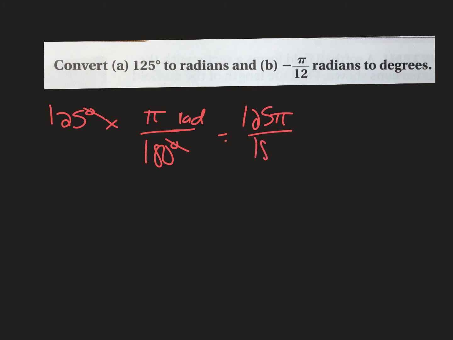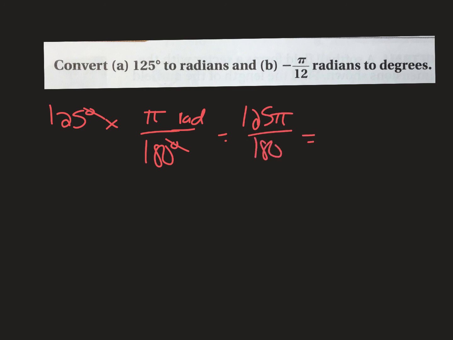All right, first one says convert 125 to radians and then negative pi over 12 to degrees. So to radians, here's what we said that we're going to do. We're going to do pi radians over 180 degrees. That's what's going to happen. Now, because the 180 is on the bottom, degrees are going to cancel, and you get 125 pi over 180.